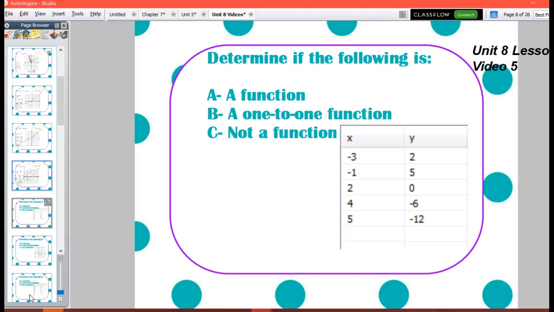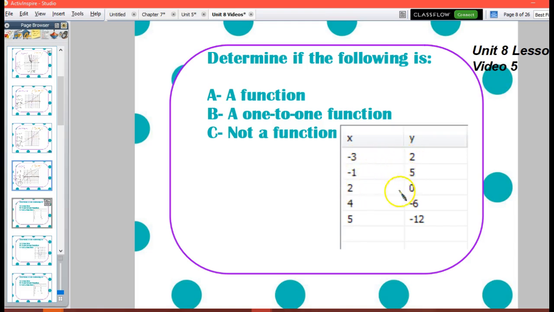Now we're going to look at some tables and graphs and see if it's a function, if it's one-to-one, or if it's not a function. So we have some multiple choice here. All right, so the first one we're looking at has, remember, to be a function, each x has to map to one unique y.